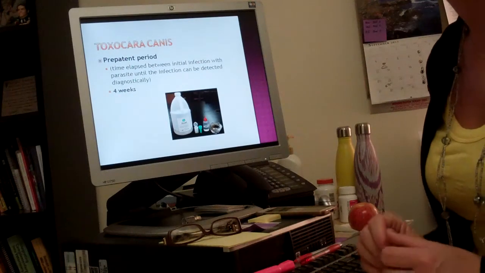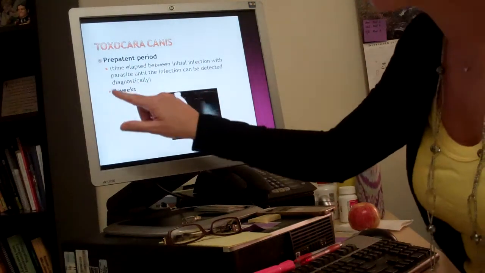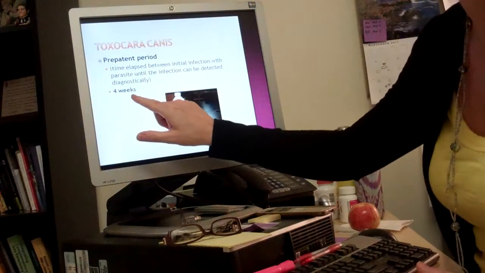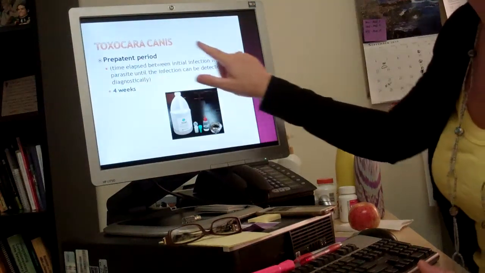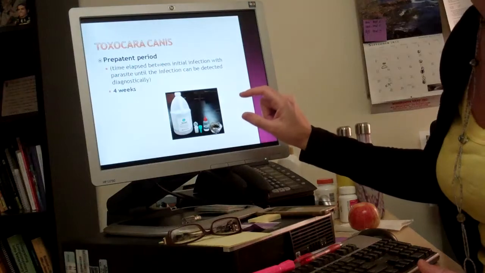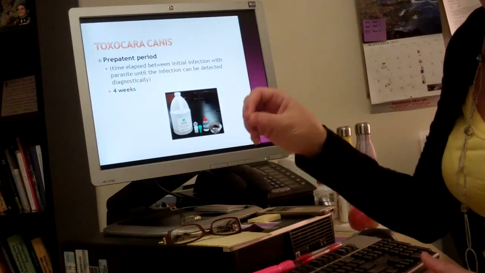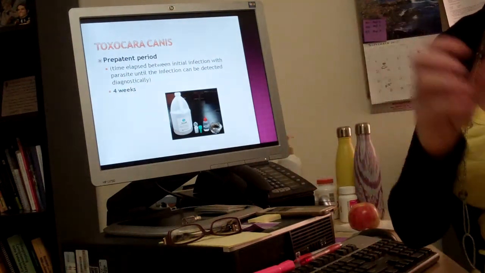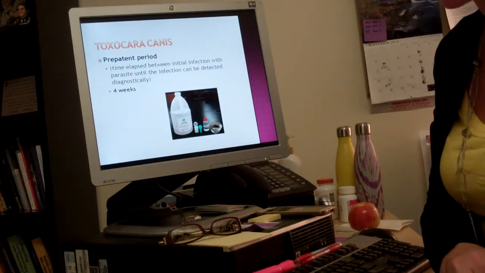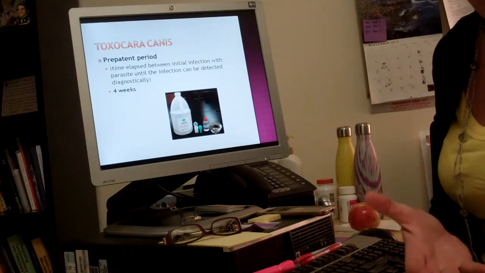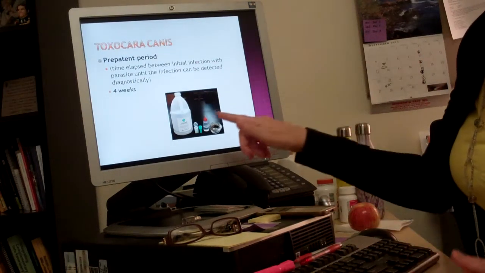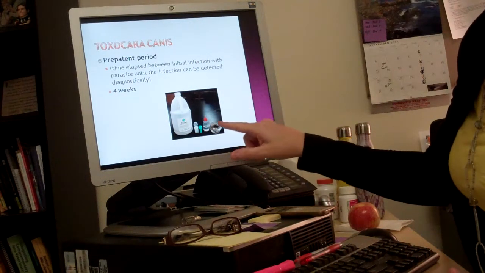Pre-patent period. Remember, I'm not going to test you on 4 weeks. I'm not testing you on these values. I want you to understand the concept of pre-patent period. And it's again the time that dog in this case eats the infective stage to the time where we can diagnose it using a test. And later on you'll see the best test for the diagnosis of roundworms is the fecal float.